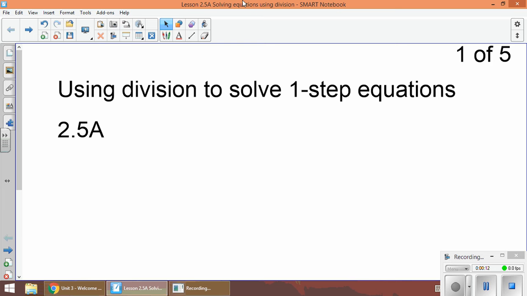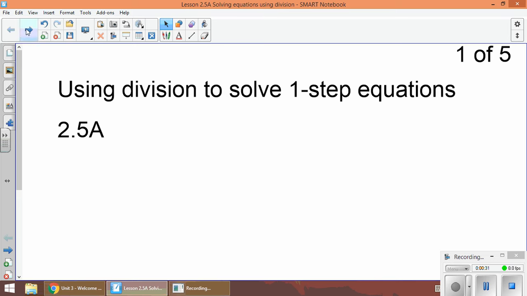So today, right now, we're on page 1 of 5. So please copy all the examples and all the steps. You will also need a calculator for today's lesson because from here on out, you will be using a calculator for all equation work. So either have your computer calculator, phone calculator, or just a regular calculator.